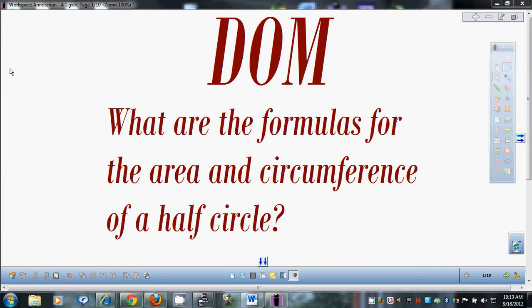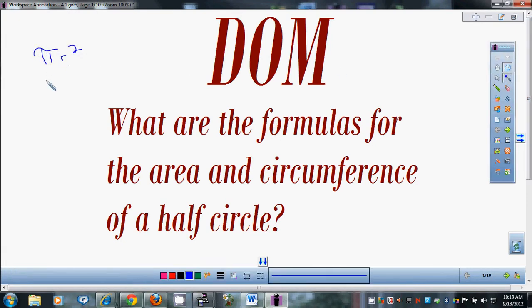Area is pi r squared. So for today, a half circle, that would be divided by 2. Circumference is 2 pi r. Now for a half circle, we'll just divide that by 2, which will just cancel with that 2. So it'll just be pi r. 2 pi r divided by 2, that basically just cancels. So just pi r.